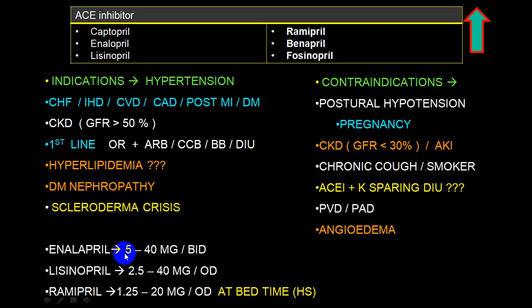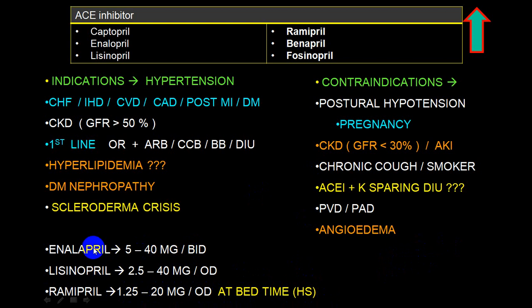Enalapril you can go from 5 mg to 40 mg. Being short acting, you will have to give BID. Lisinopril is long acting. Again, dose can be from 2.5 mg to 40 mg. The dose is usually OD. Ramipril is again long acting. You can give 1.25 mg to 20 mg OD. Good number of times it is given at bedtime.